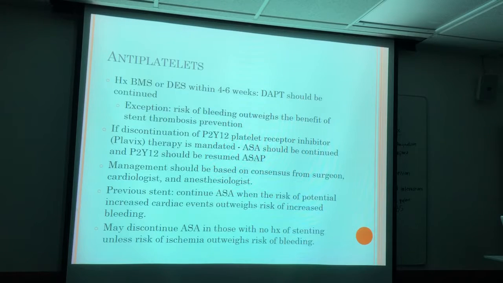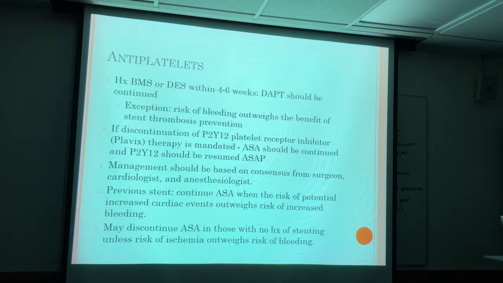So, which brings us back to antiplatelets. If you have a history of a bare metal stent or a drug-eluting stent within 4 to 6 weeks, dual antiplatelet therapy should be continued, with the exception where bleeding outweighs the risk of stent thrombosis. If you're going to discontinue Plavix, then aspirin should be continued for these patients, and Plavix should be resumed as soon as possible.